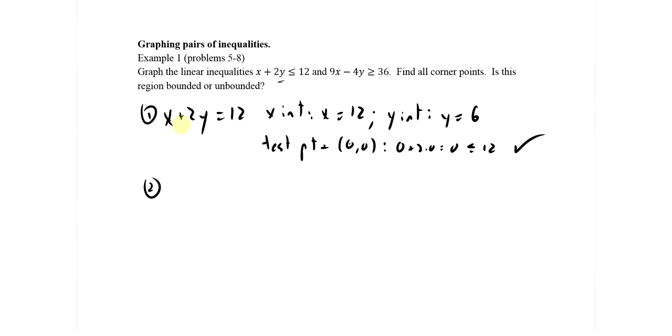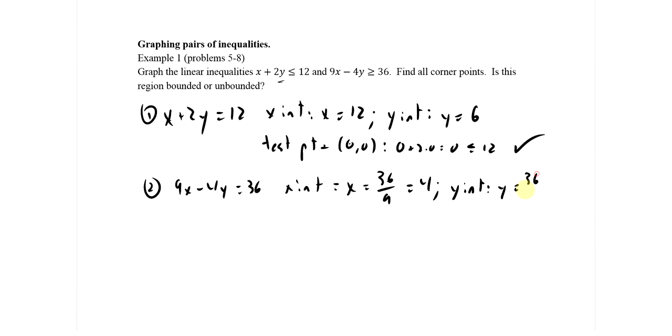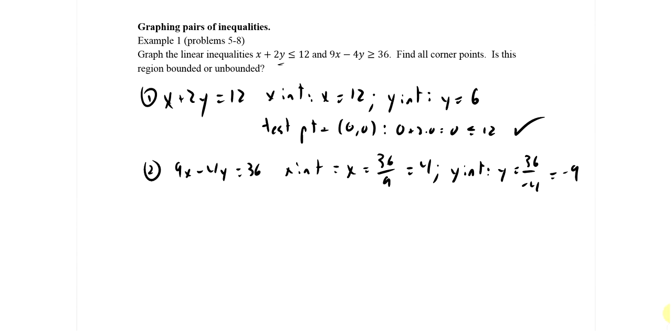So, second line, 9x minus 4y equals 36. What's my x-intercept? Again, the x-intercept is this divided by the coefficient of x. It's what you get when you set y equal to 0. 36 divided by 9 is 4. The y-intercept is y equals 36 divided by minus 4, which is minus 9.